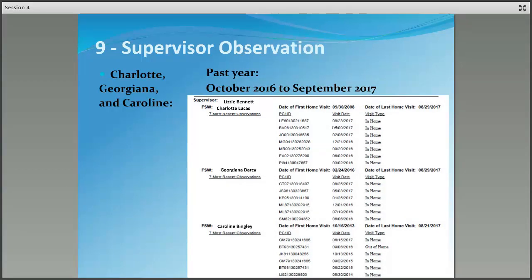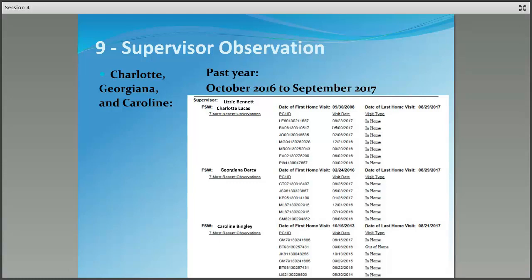In this situation, let's say our PI period is from October 2016 to September 2017. So that's our past year. We'll look at workers with home visit observations and assessment observations to see who has performed each role in the past year, how many observations they had in that role, and how many observations they needed. So let's look at our 3 workers here.